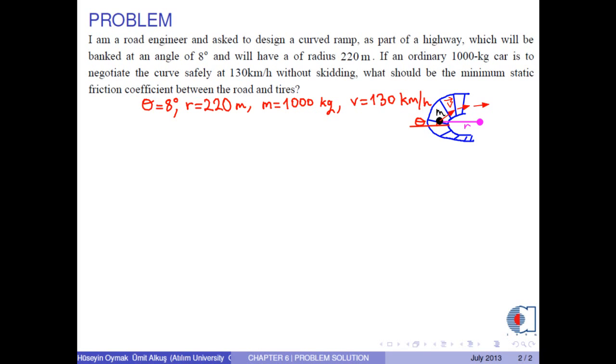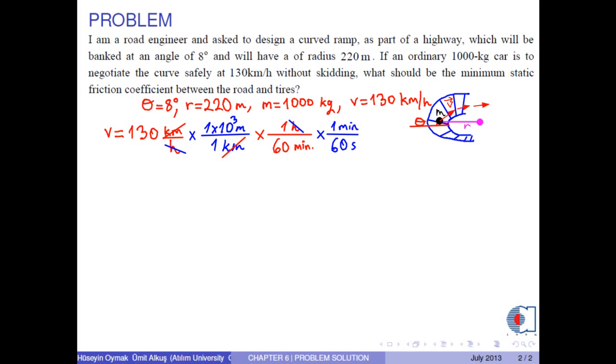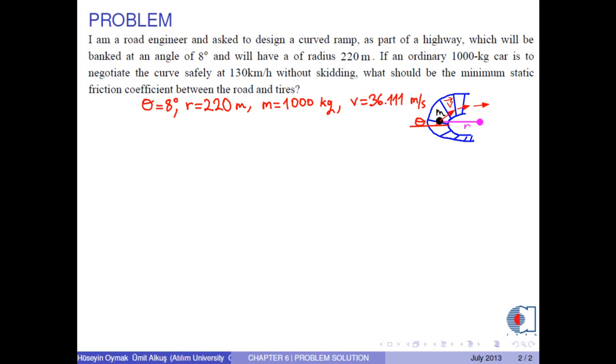Here the speed of the car is given in units of kilometers per hour, which is a non-SI unit, and it is converted into meters per second by the following procedure. Now we can solve the problem.